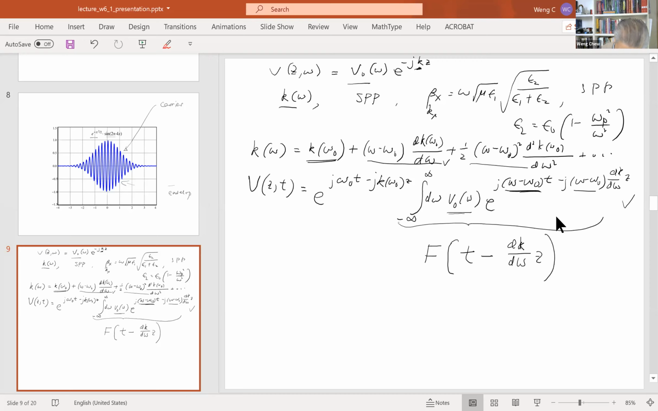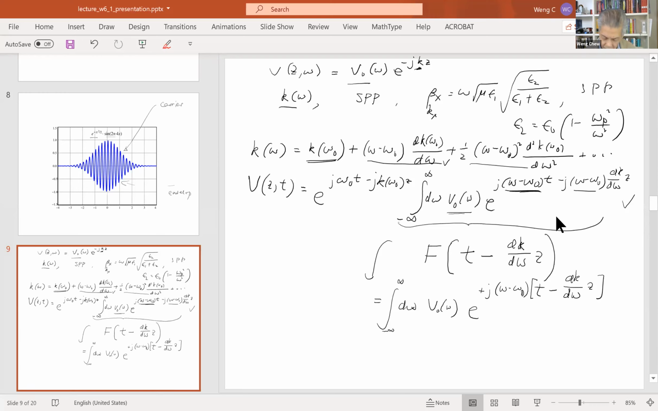And if you cannot see, I can write this integral more carefully for you. Just the integral part. Okay, e to the plus j (ω minus ω naught) t, and then I put that back inside. dk over dω z. I'm just collecting terms and rewriting the exponent. Okay, can you see that? Hence, this thing is just a function of this, which is a function of this.